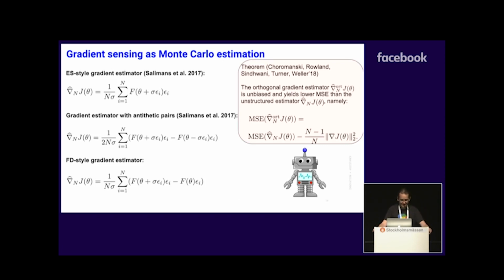So the theoretical result that we have, which is basically a motivation for why it works, says that the mean squared error of the estimator of the gradient of the Gaussian smoothing using orthogonal directions is strictly smaller than the mean squared error of the estimator using standard unstructured directions. And we know exactly what this difference is. And of course, the intuition is that better quality estimation should lead to a better quality policy if we use some gradient-based method on top of that.